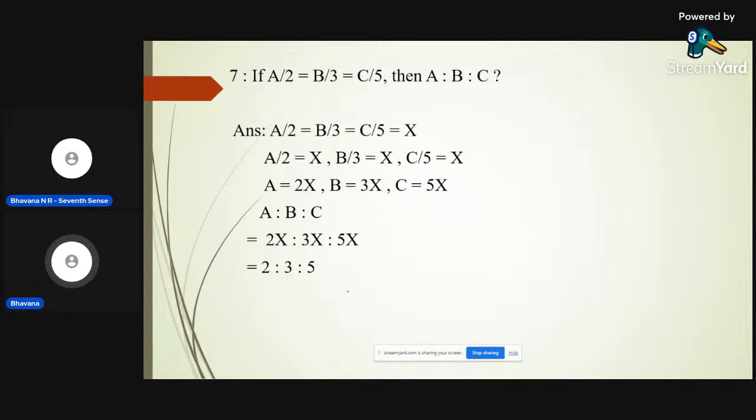A by 2 equals B by 3 equals C by 5. So then A is to B is to C. So what they have given, all are equal. They have given it in the format where all are equal. So let's take it as x for everything. So A by 2 is equal to B by 3, that is equal to C by 5, so we can take it as x. So here we have to find out the A is to B is to C value.